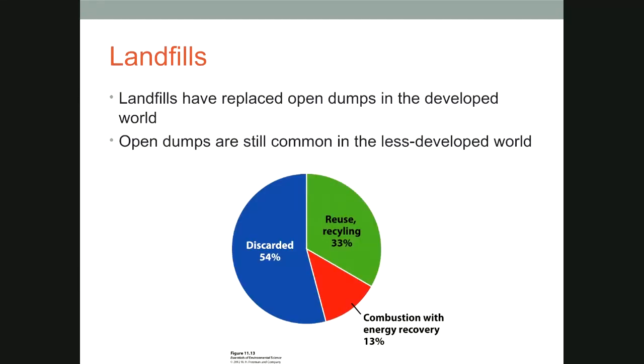So if we can't compost, if we can't recycle, reduce, or reuse, then that waste is going to end up in a landfill. Landfills have replaced open dumps in the developed world. In more developing countries, open dumps are still more common than these very highly engineered landfills. I'll show you a picture on the next slide. In the United States, 54% of our waste ends up in a landfill, 33% is either reused or recycled, and 13% is incinerated, so burned. I'll talk about that as well in a second.